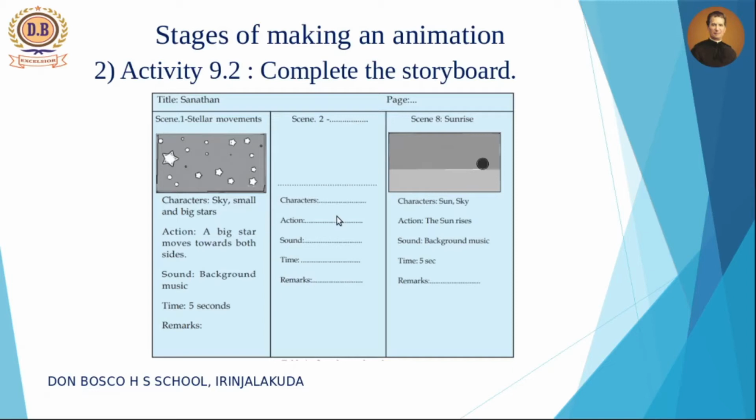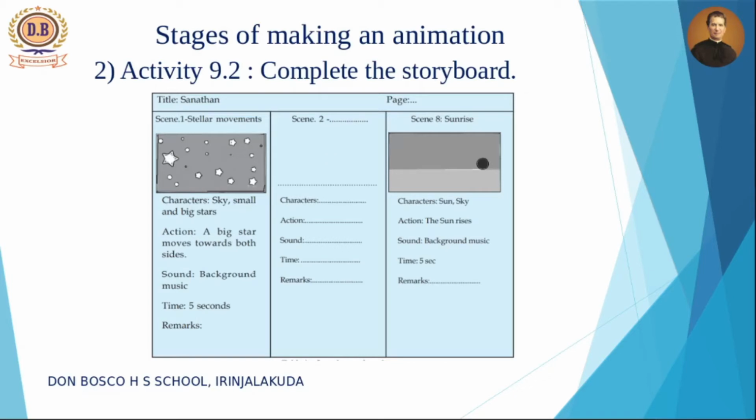So here in scene 2, the story is given in page number 132, summary of Vipin's story. It is a story related to a small bird. The first scene will be the small bird coming out from his nest, and that bird sees the sky, stellar moments, a star moving towards both sides. In scene 2 we can provide the mother bird flying from her nest towards the sky.